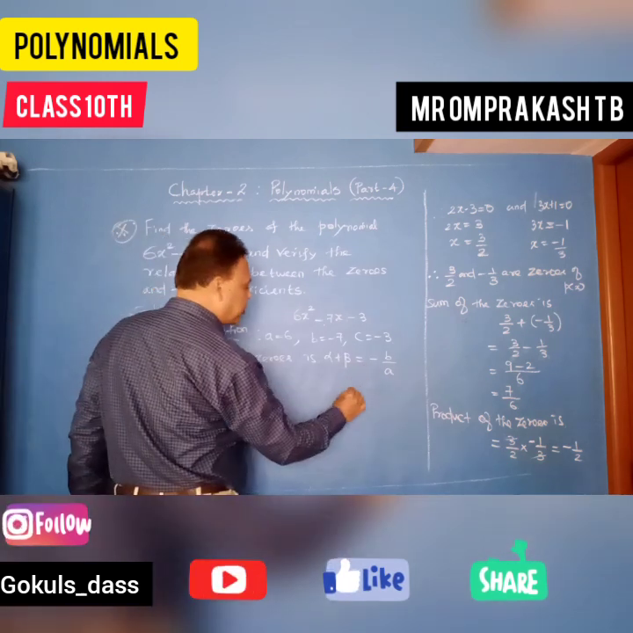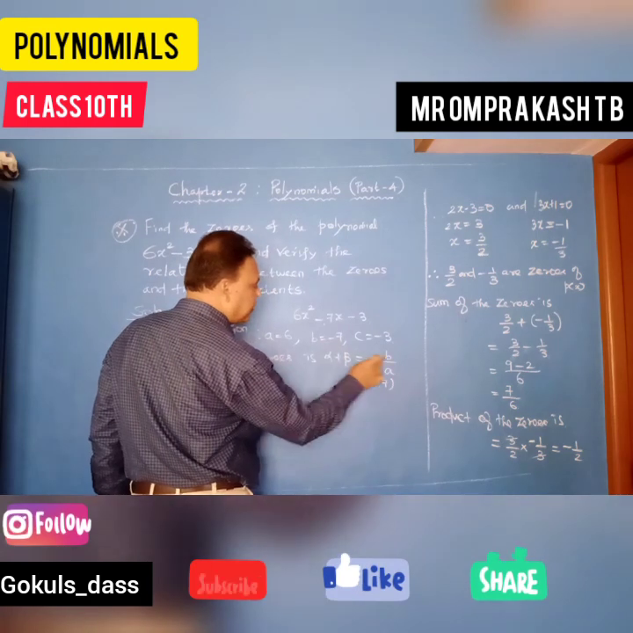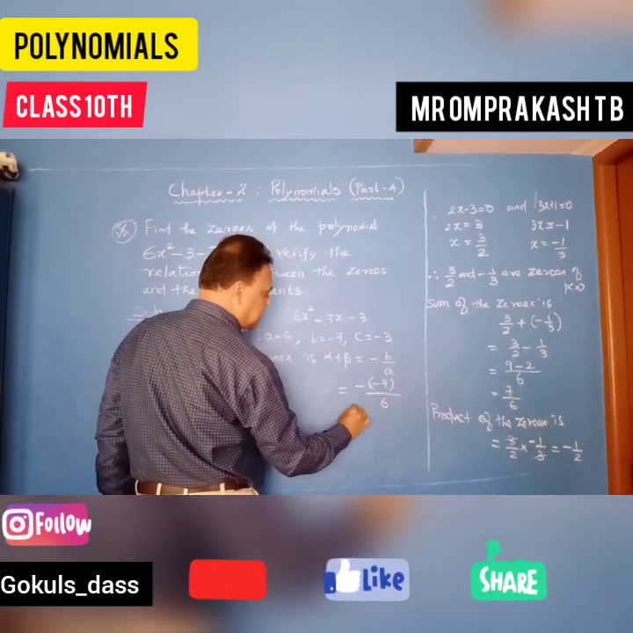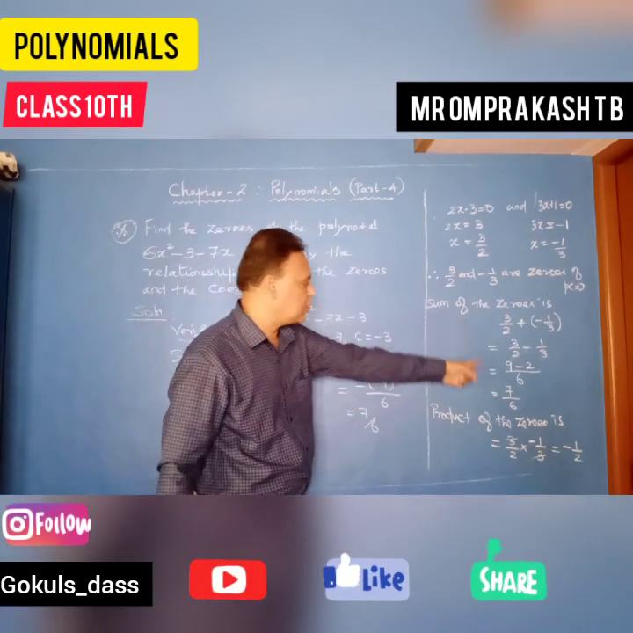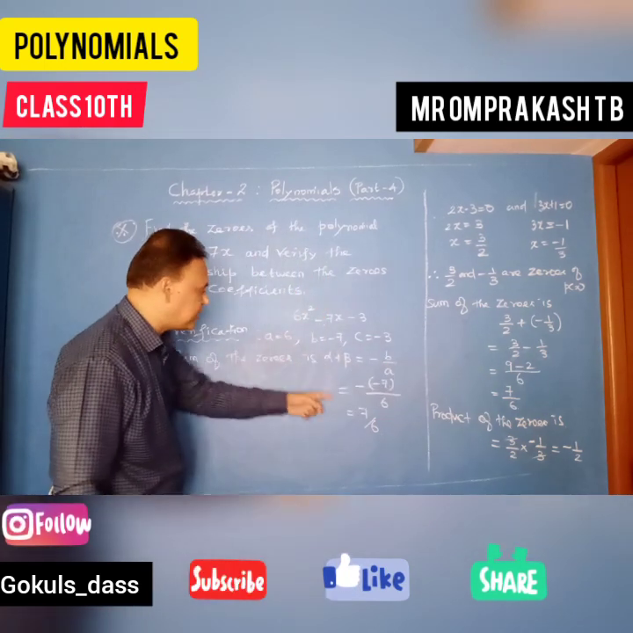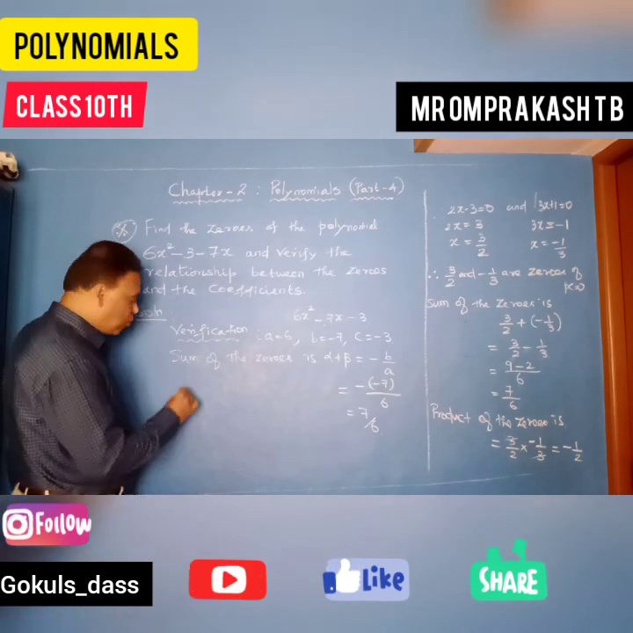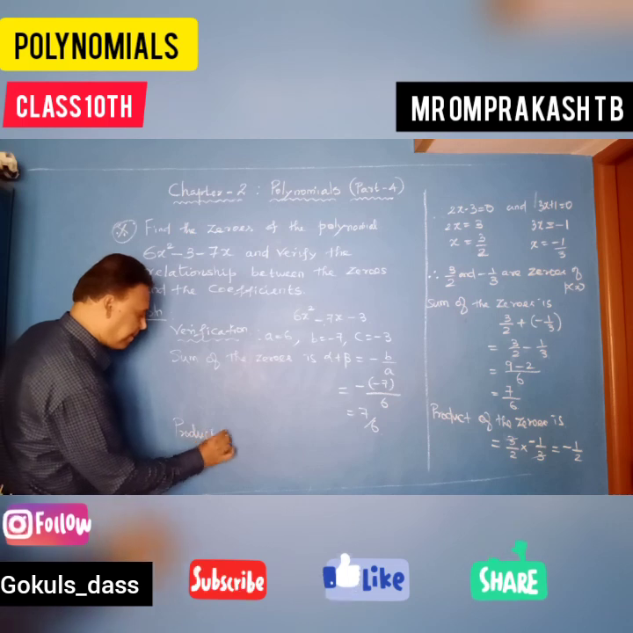Now you substitute here. What you will get? Minus of minus 7, b you have to replace. Now a is 6. So minus of minus is plus. So 7 by 6. You see? Sum of the zeros is 7 by 6. By using zeros, and now by using coefficients, we got it. Sum of the zeros. Clear? Now the product of the zeros.